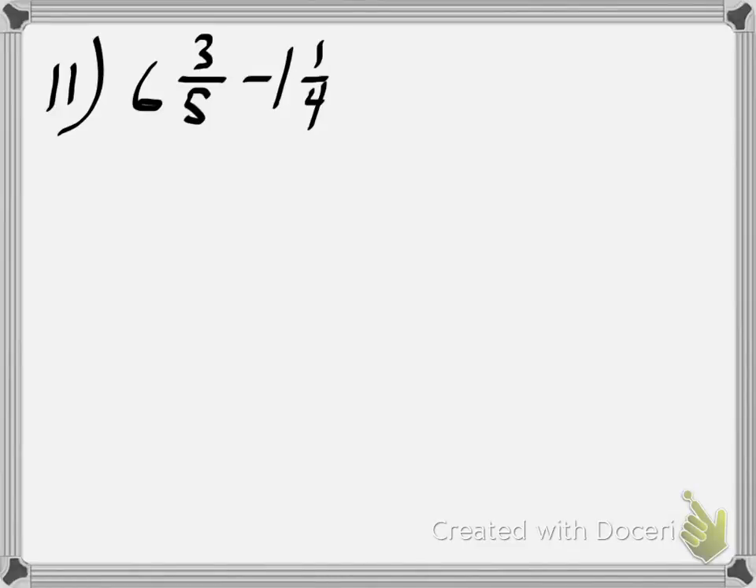For number 11, we're going to be subtracting. We are working with these. We have to remember that we can combine only like terms. So we need a like denominator. So for a denominator here, we're going to find that by finding our least common multiple.